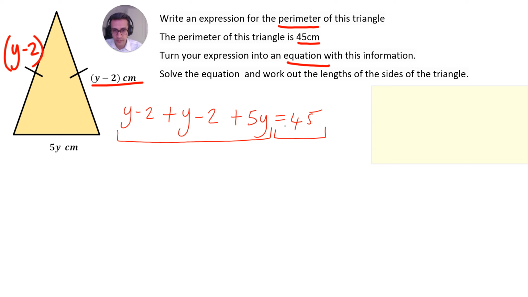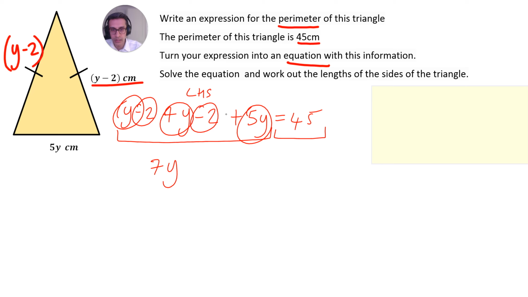So let's simplify this first. The left-hand side of the equal sign, we can add up the y's. So we've got 5y plus another y plus another y. So that's 7y. And then in terms of numbers, we've got negative 2 twice, that's going to give you negative 4. And then that's equal to 45.